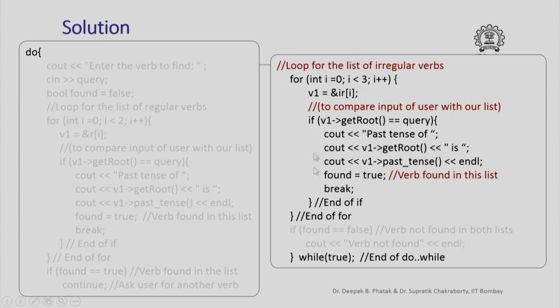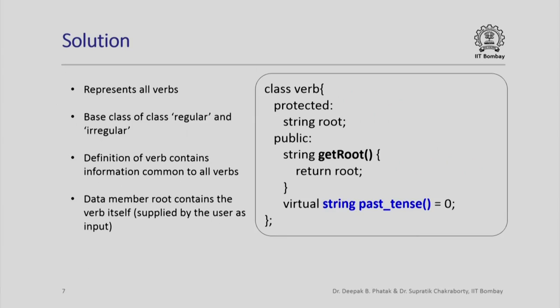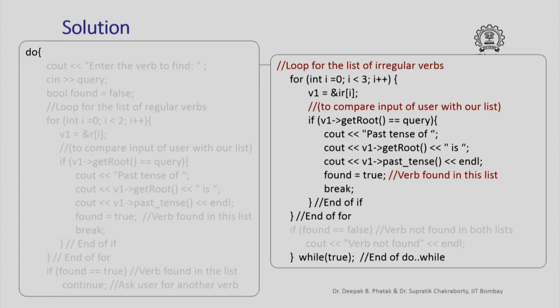So this assignment is fine. And then here I am going to do the same thing as I had done earlier. I am going to call v1 arrow getRoot. If you go back in the class verb, there is this method getRoot which is declared and it is not virtual. Therefore, v1 arrow getRoot will actually invoke this method and return the root verb stored in that object, and if that matches the query, then we will print out past tense of root is, and print the queried verb over here. And how do we now print the past tense of this verb?